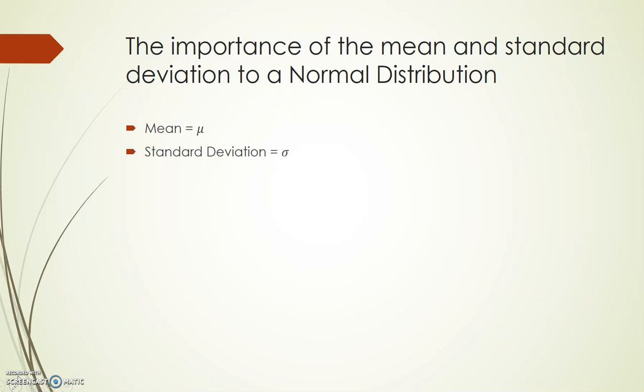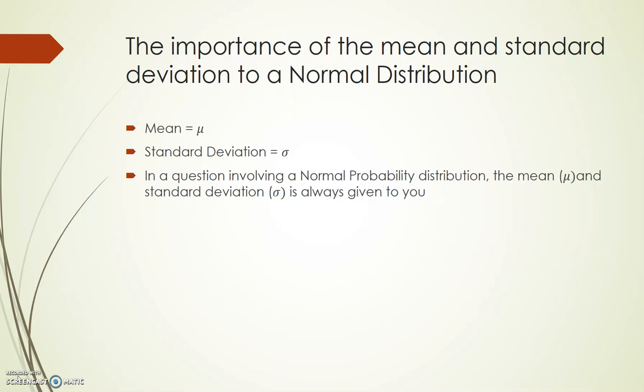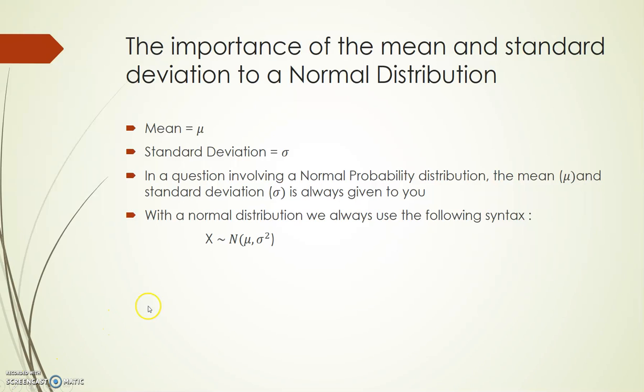As you already know, the standard deviation is denoted as sigma. And in a question involving a normal probability distribution, the mean, or mu, and the standard deviation, or sigma, is always given to you. With the normal distribution, we always use the following syntax. It says x follows a normal distribution with a mean of mu and a variance of sigma squared. Remember, sigma squared is always the variance of the distribution.